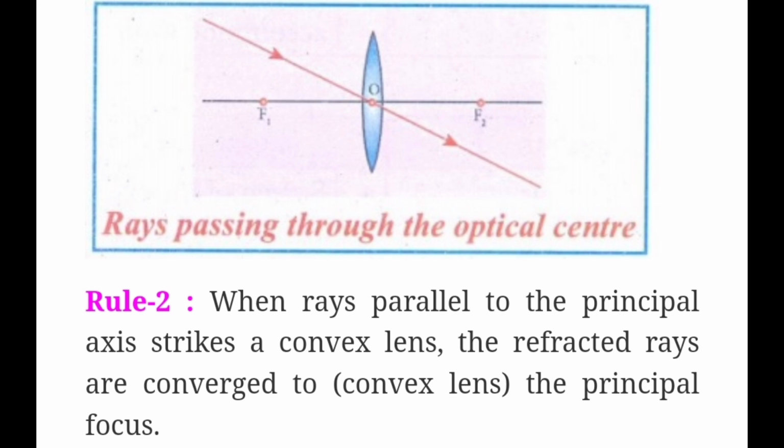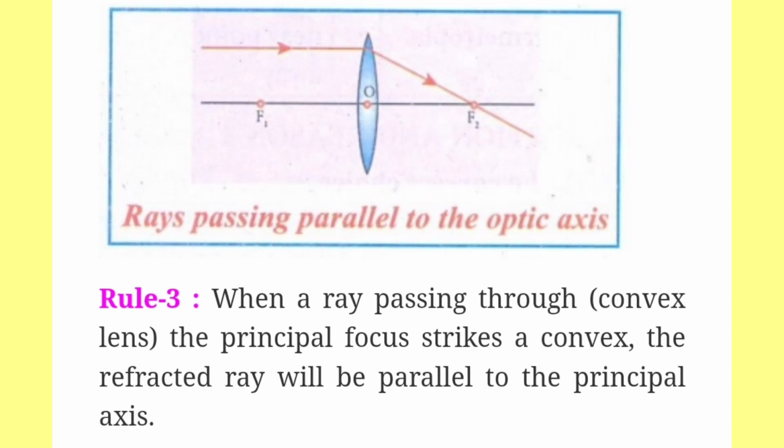The rays passing through the optical center. Then rule 2. When rays parallel to the principal axis strike a convex lens, the refracted rays converge at the principal focus. Draw this also. The rays passing parallel to the optic axis.